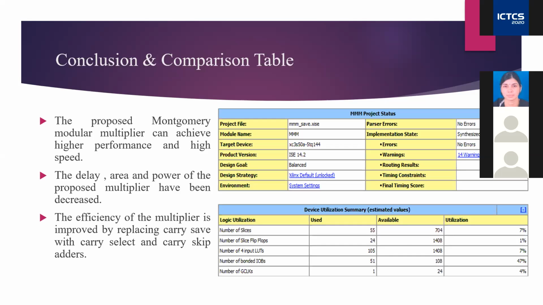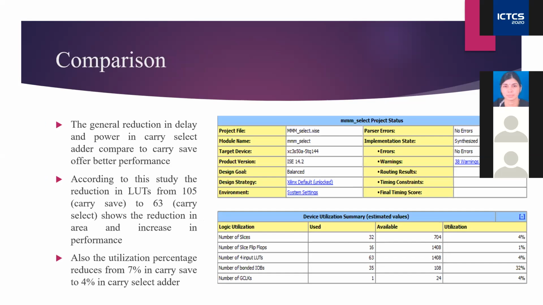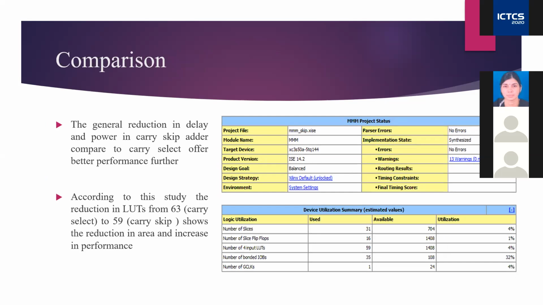We can see that by using the carry select adder in place of the carry save adder, we can further reduce the delay and the power compared to the carry save adder. And the component utilization percentage also reduces from 7% to 4% in the carry select adder. This is a further calculation by using the carry skip adder.